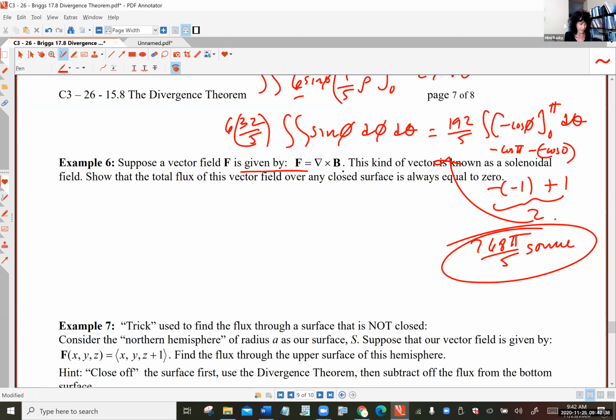So there's this vector field that's given by the curl of some other vector field. Those kinds of vector fields are kind of special. Vector fields that are the curl of another field are called solenoidal fields. Okay, we're going to show that the total flux of this solenoidal vector field doesn't matter what the surface is. As long as it's closed, the answer is going to be 0 regardless. What? Yeah. So let me use that weird notation just to be weird.